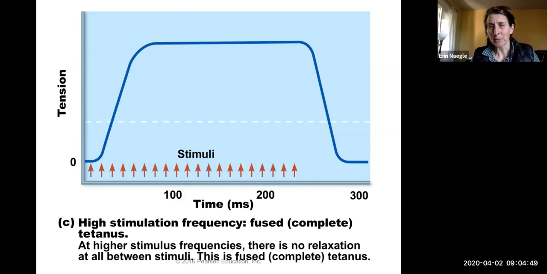But the state of tetanus would just mean that we've maximized the amount of calcium that's been released from the sarcoplasmic reticulum, and all of the myosin heads that could possibly bind with actin and do power strokes are doing that. And that makes our maximum tension within a single cell.